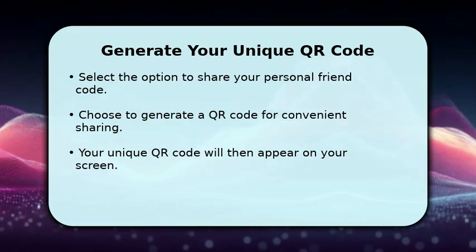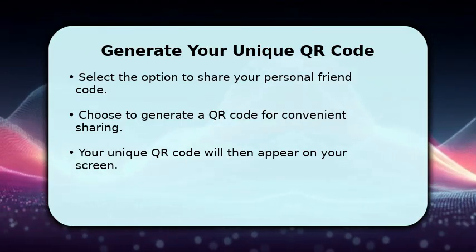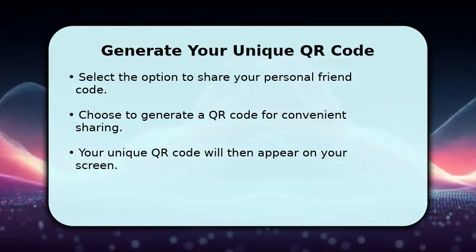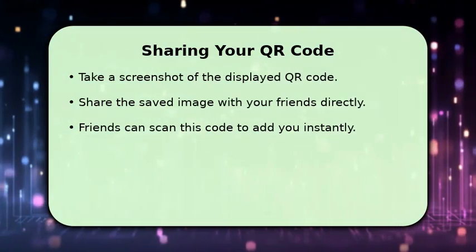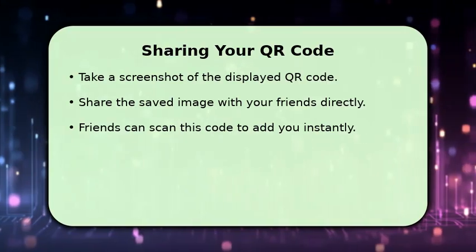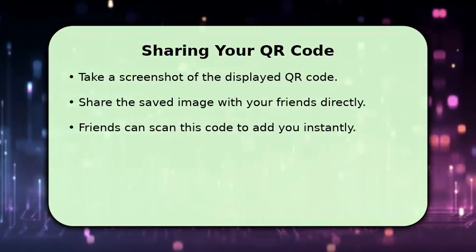This visual representation makes it incredibly easy for others to add you without any typing errors, streamlining the friend adding process significantly. Once your QR code is displayed, simply take a screenshot of it using your device's built-in functionality. This saves the image to your photo gallery.